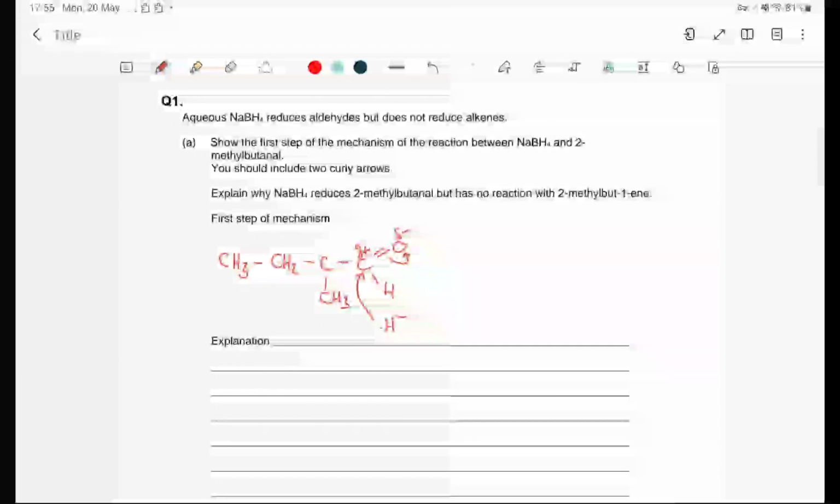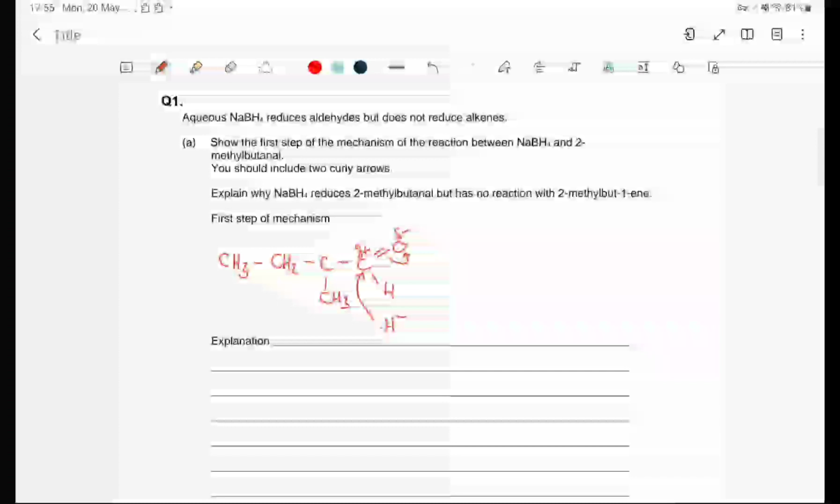That will, of course, make a negative oxide ion, or there'll be an O- on our molecule there, and then that will get involved in the next step. But we're not worried about that because we're only interested in the first mechanism. Okay, so that's the first part of the question.